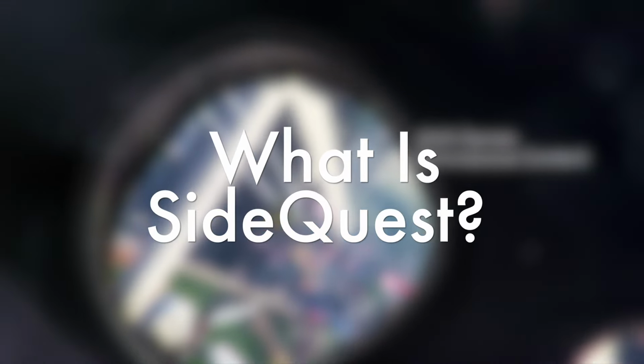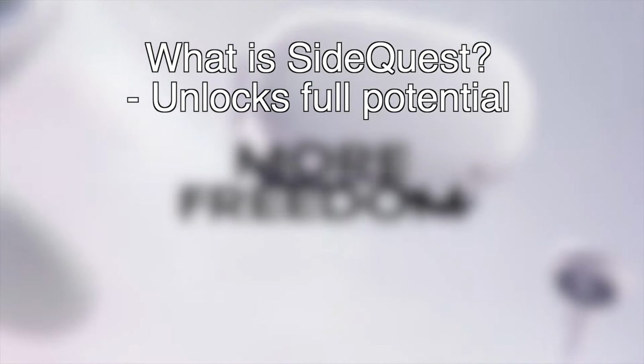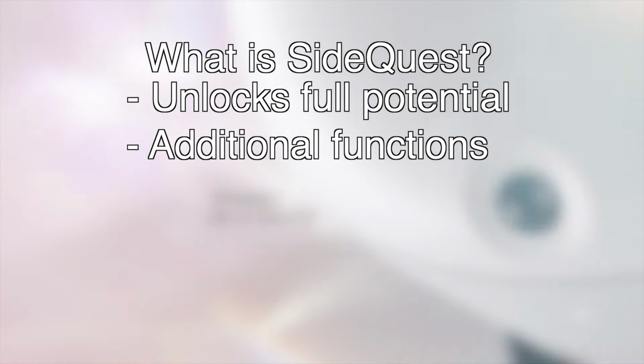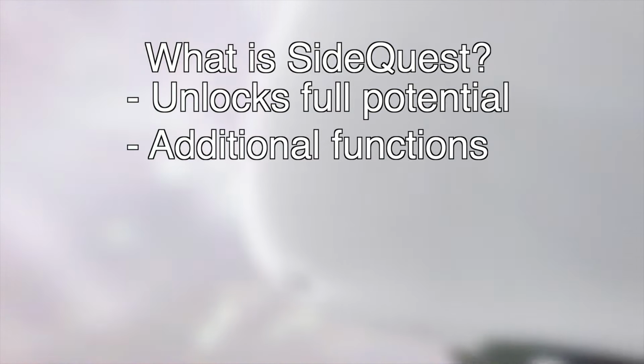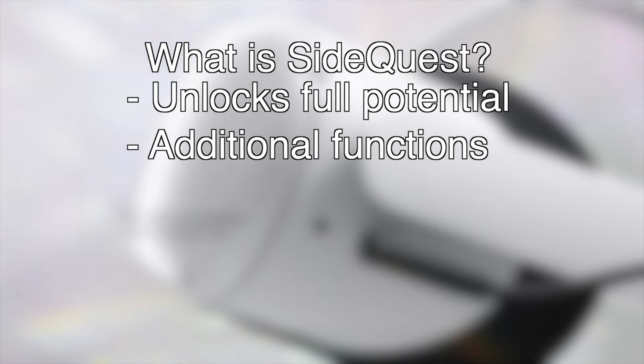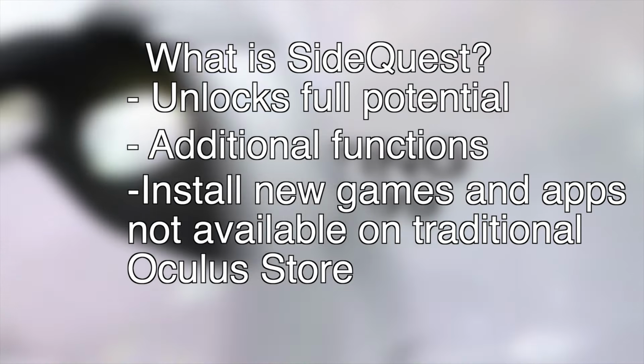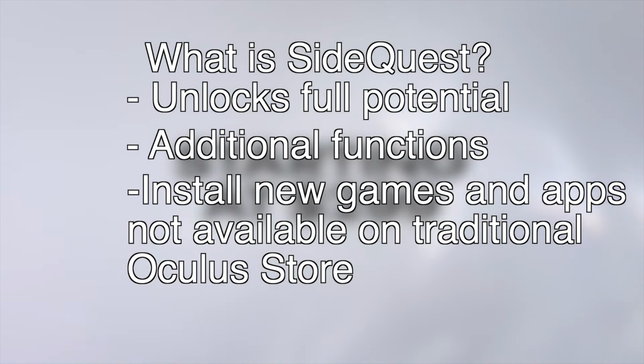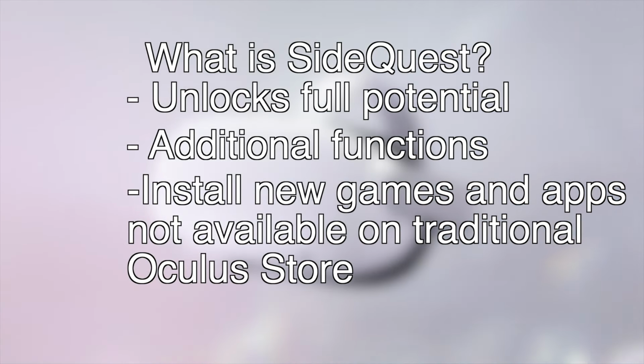Let's get started. First, what is SideQuest? SideQuest is one of the most useful tools to unlock the full potential your Meta Quest 2 has to offer. SideQuest allows you to perform and enable additional functions on your Meta Quest 2 that are typically not allowed on the headset. It also allows you to install new games and apps not available on the traditional Oculus Store that are typically free to download.